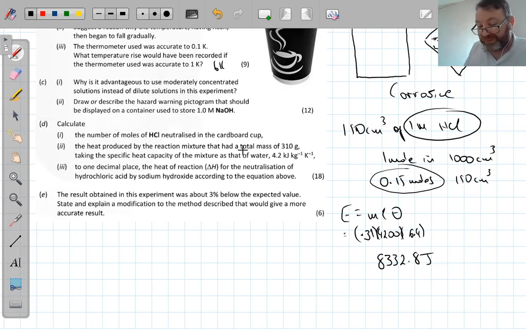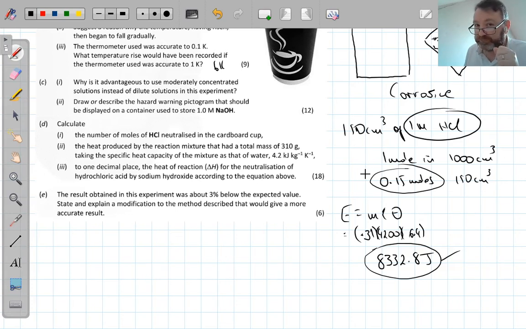Okay, but that's 8,332 joules for that particular reaction. So in other words, that is part 2 finished. That's the answer to part 2. But keep in mind that that is the energy that has been released by only 0.15 moles. Look at part 3. Part 3 says, to 1 decimal place, calculate the heat of reaction.